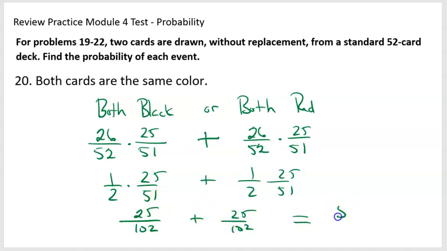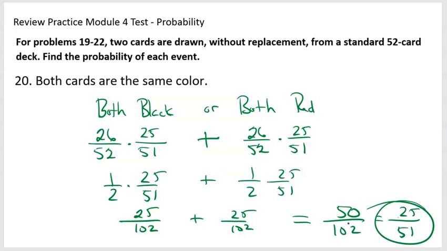25 plus 25 is 50 out of 102, but that will reduce. No, it won't reduce to 49. It'll reduce, but not to that. 50 divided by 2 is 25. 102 divided by 2 is 51. So there are 25 out of 51 chances that both cards are the same color if you randomly draw 2 cards out of a standard 52 deck.